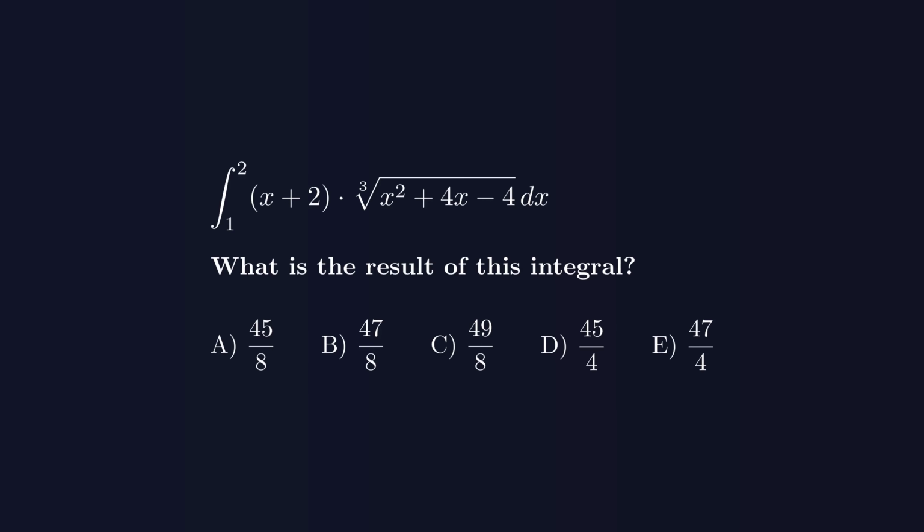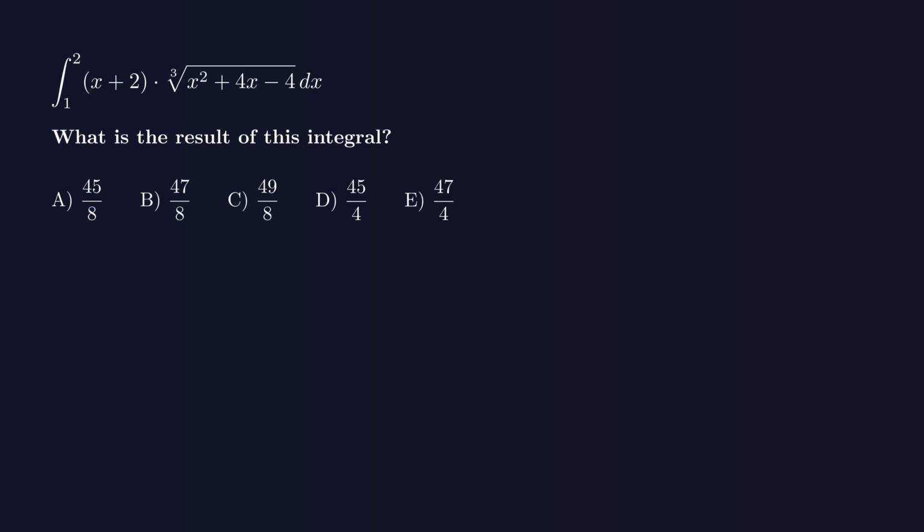What is the value of the integral from 1 to 2 of (x + 2) multiplied by the cube root of (x² + 4x − 4)? Let's move the question to the top left corner and write the solution on the right side. Where should we start with a question like this?